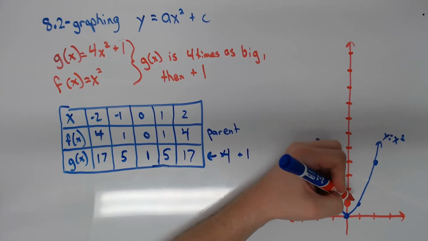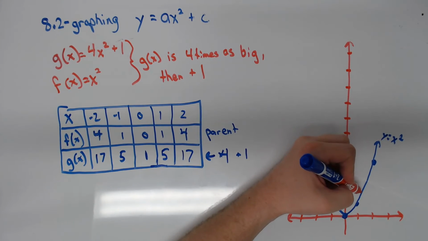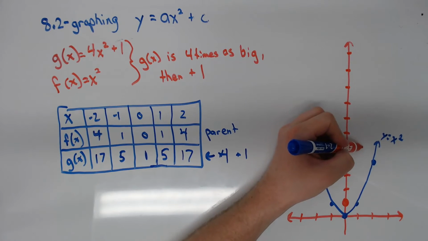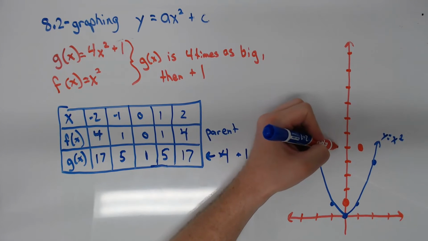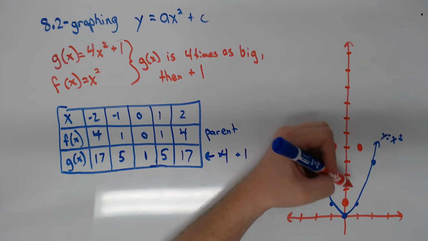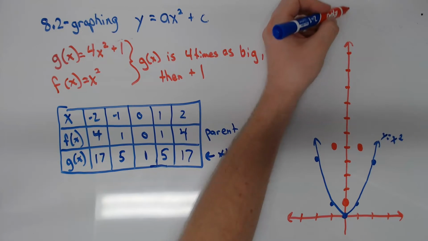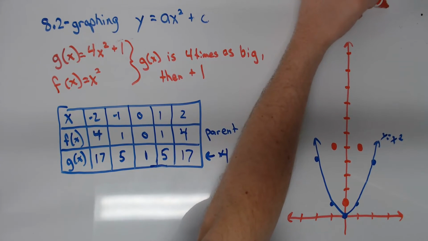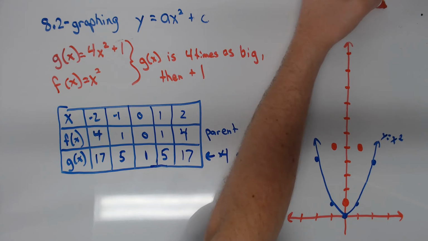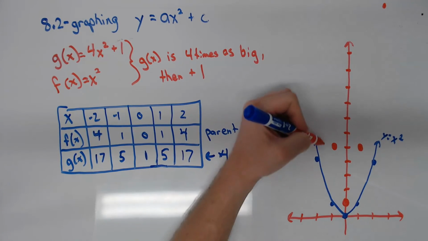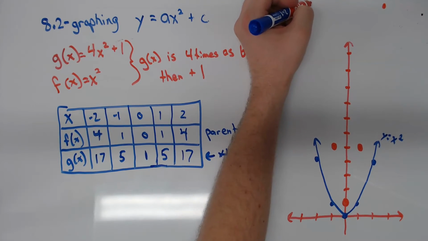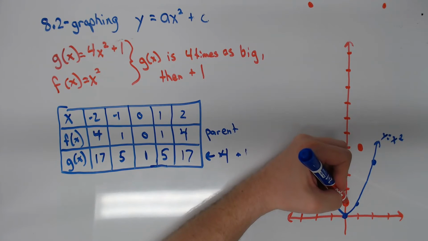0, 1, and then 1, 5, 1, 2, 3, 4, 5. Look how much taller that already is. And then 17, I've got 6, 7, 8, 9, 10, 11. 17 would be way up here, like off the graph. So I'm just going to put the points up here so I have something to go through. But I don't even think it'd be on camera.